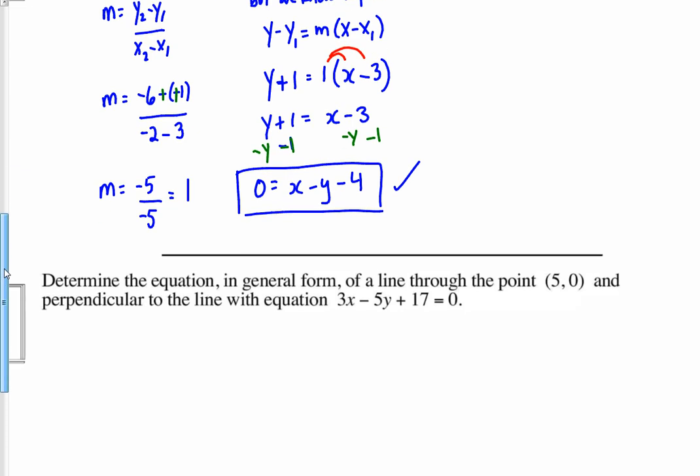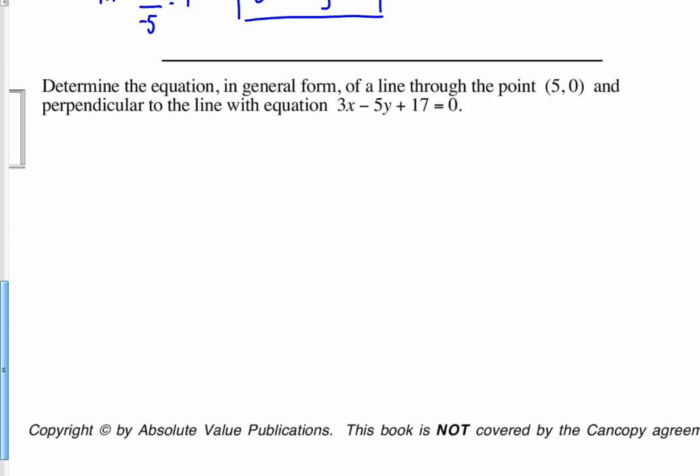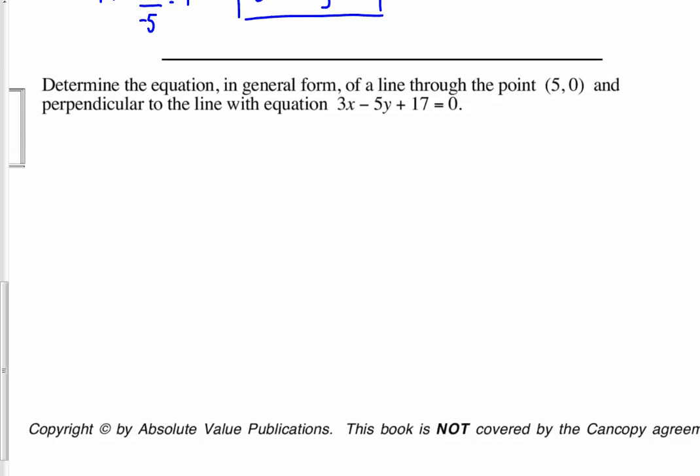Okay, let's try another one. Determine the equation in general form of a line that passes through point 5, 0 and is perpendicular to the line with equation 3x minus 5y plus 17 equals 0. Whenever we're making an equation, what's our first step? Slope. What key word is going to help me find slope? Perpendicular. Okay, remember when we ever hear the words parallel or perpendicular, they're indirectly telling us the slope.